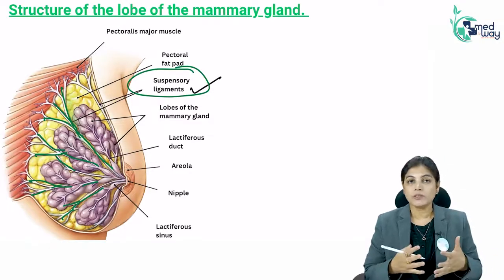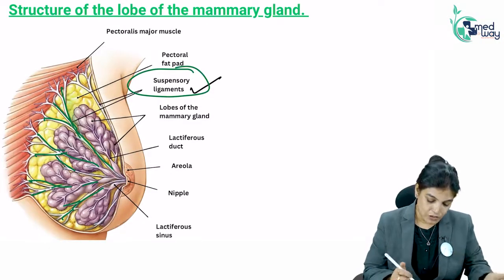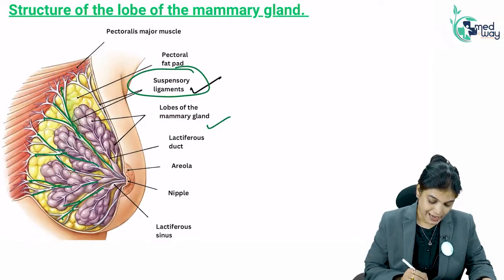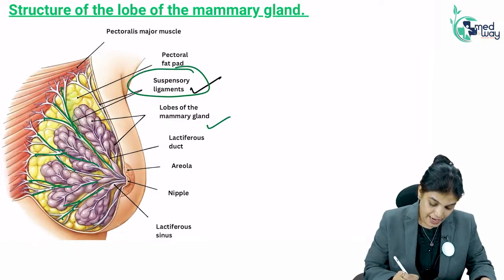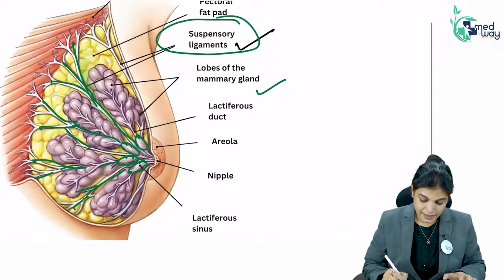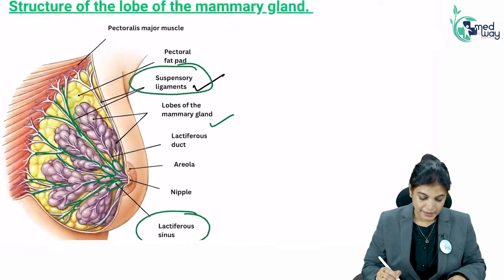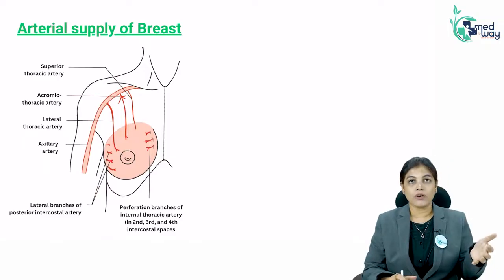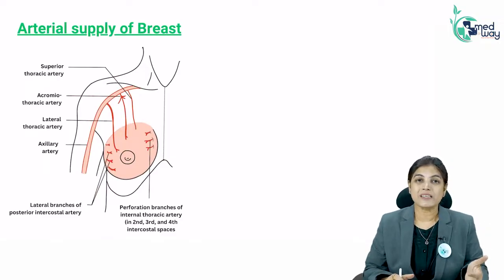Now, if I talk about the breast, it is made of fat also, and here are the lobes of the mammary gland, which contain the lactiferous ducts, alveoli, and all these ducts are converging towards the nipple. Just close to it you can see the lactiferous sinuses, which act as a milk tank. That is important for us to know. These are the basic features which are seen.